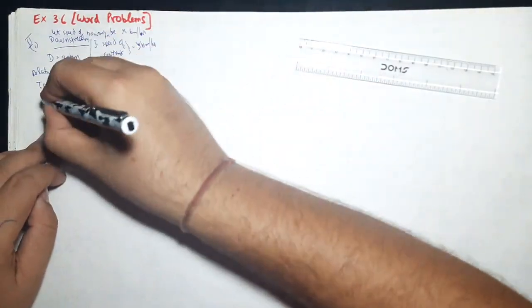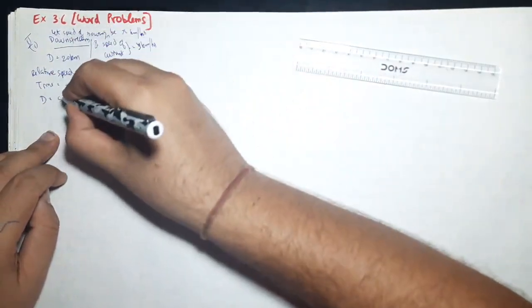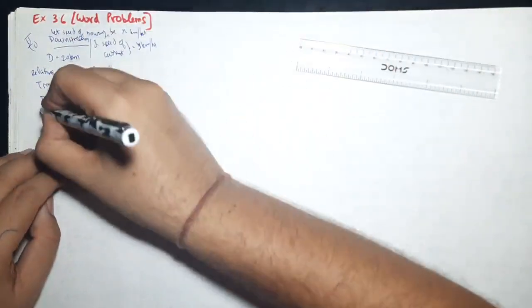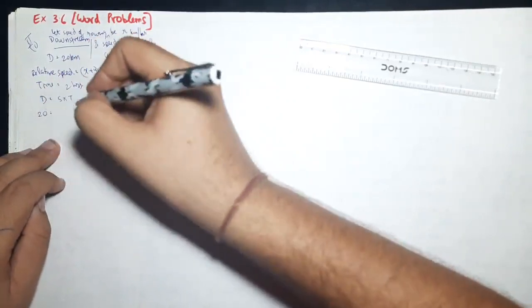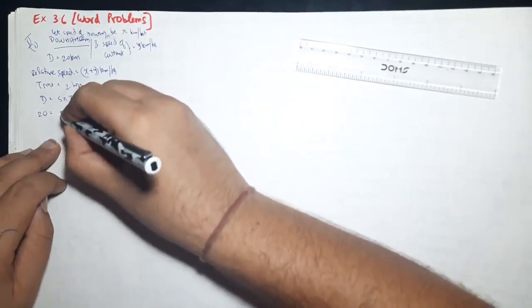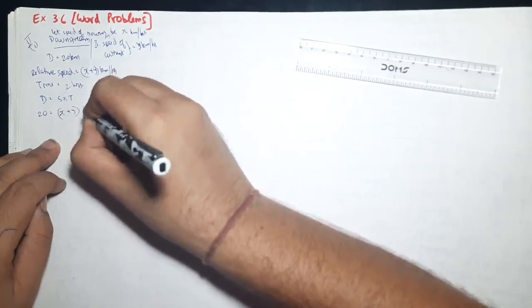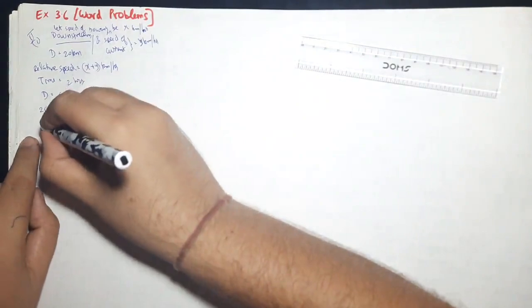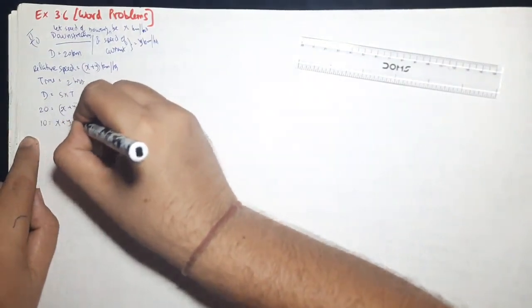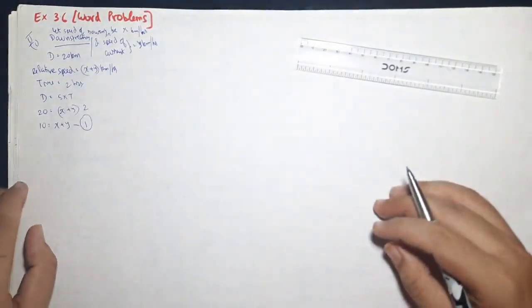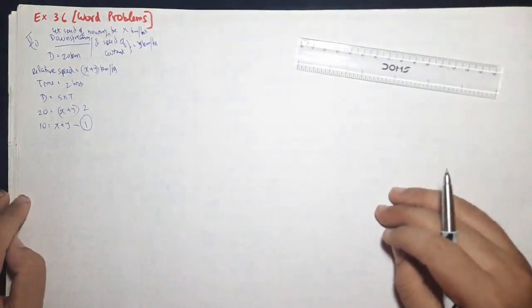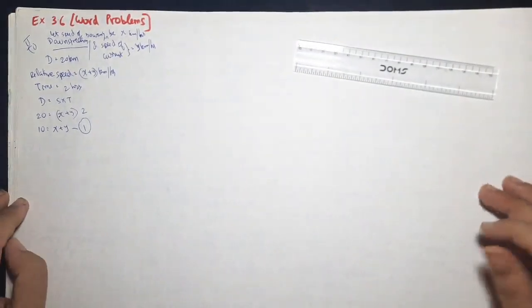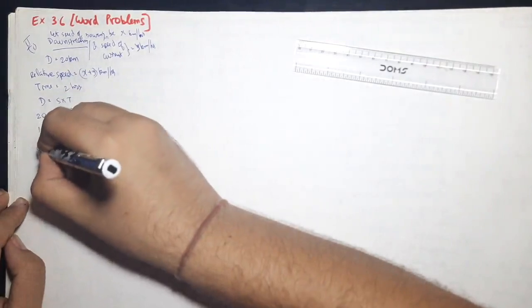By our equation, distance equals speed multiplied by time, we will get 20 equals x plus y multiplied by 2. This 2 will get divided over here. This will be 10 equals x plus y. This is my first equation. Now, upstream.